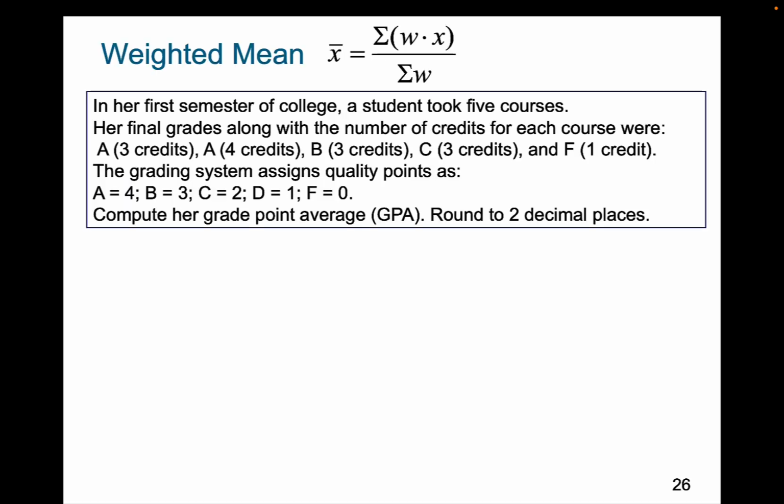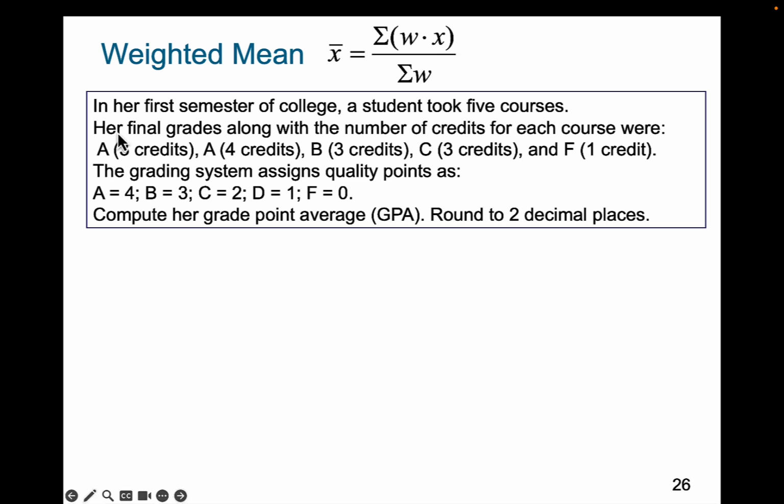Another type of mean is called a weighted mean. That's where each data value could have a different weight on the final outcome. For example, a GPA. Let's use this example of a student's first semester in college. She was taking 5 classes.